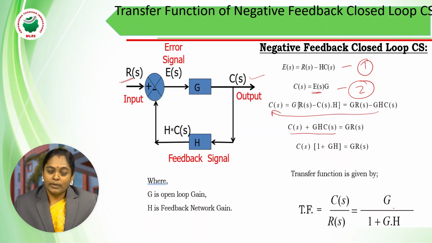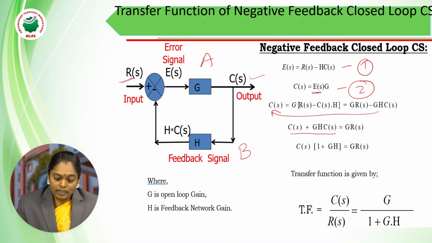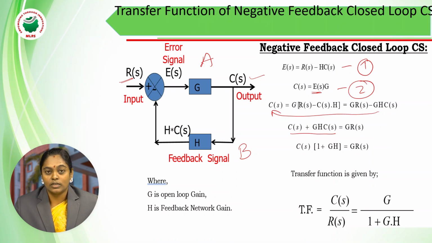If you compare the previous one with this one, the only change is that there I kept the feed forward path gain as A and the feedback path gain as B. But in this case, instead of A and B, I have replaced them with G as the open loop gain and H as the feedback gain. And please remember, in the error signal we take plus from the reference input and minus from the feedback path. That is the reason it is called a negative feedback, meaning we are subtracting the feedback signal from the reference input.